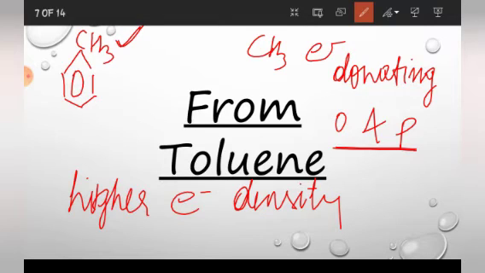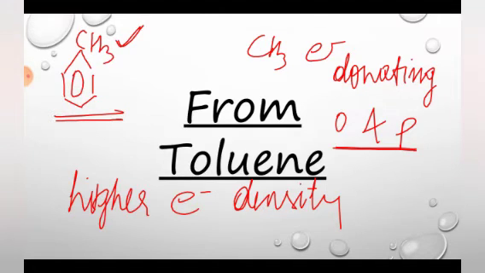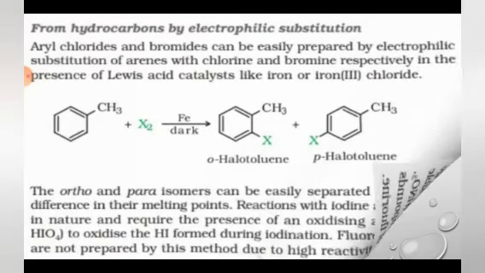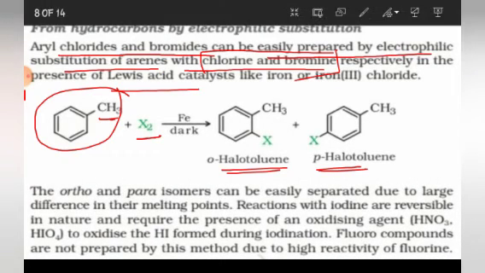Okay. So what will happen? If we take toluene, then we will get ortho and para products. Okay. So if you see the reaction, you will see here that if we take toluene, then we will get ortho halotoluene and para halotoluene. If I take Cl, I will get ortho chlorotoluene and para chlorotoluene.